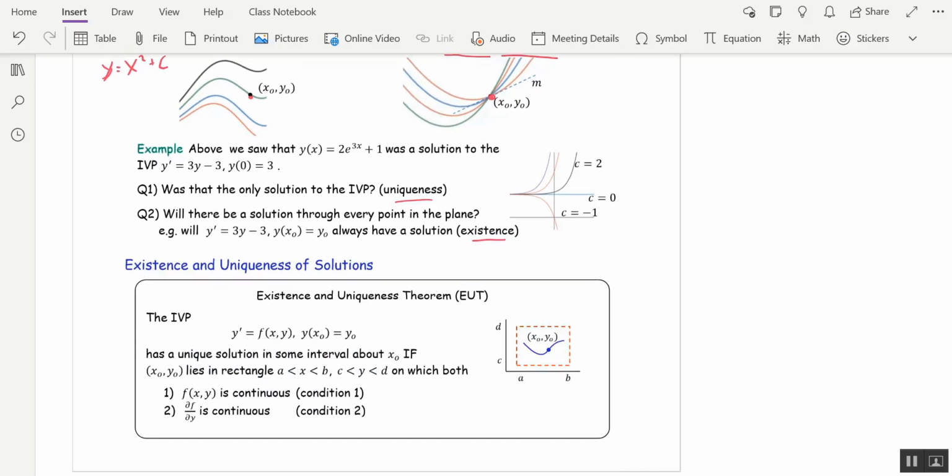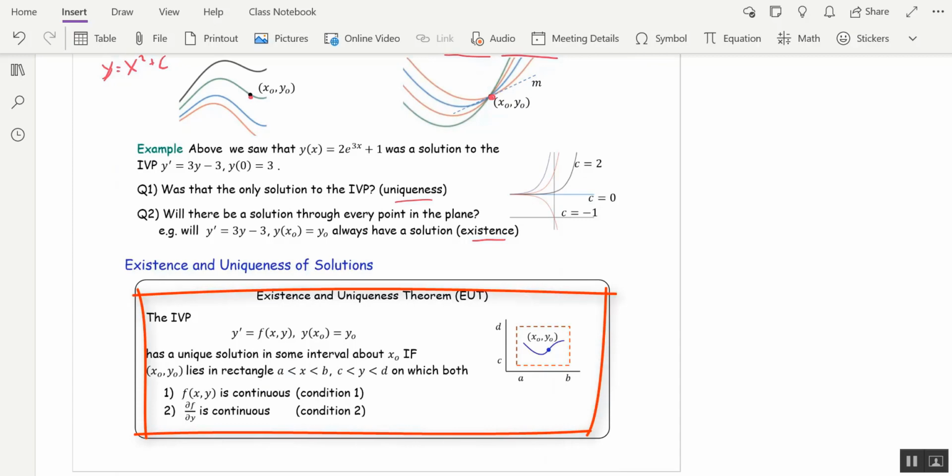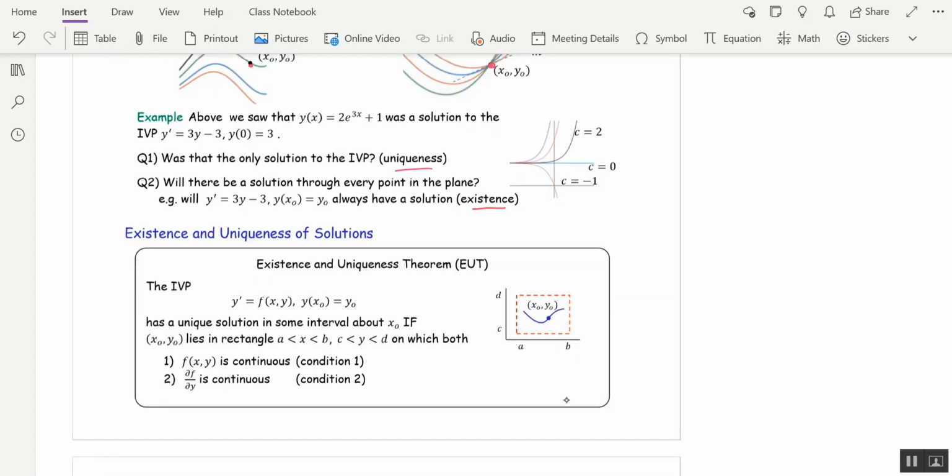This is existence and uniqueness theorem 1, EUT, for a first-order differential equation of the form y prime is f of x, y and y of x naught equals y naught. So the theorem goes, as long as two conditions are met, you are guaranteed a unique solution in some interval around the point x naught, y naught.